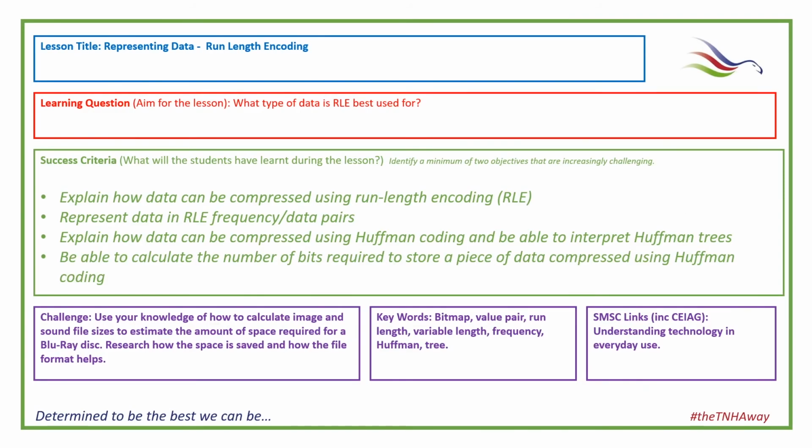Summarize then, how do we compress using Huffman coding? You should be able to do that. You should be able to interpret Huffman trees. You should be able to follow them. You should be able to create your own. On the new spec, you won't need to do that, but on the old spec, you will need to do following and creating. And also, you should be able to work out the number of bits that are required to compress things in Huffman coding. So let's summarize this whole topic.